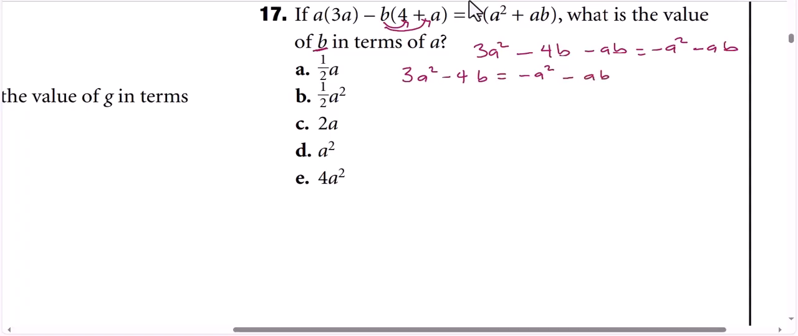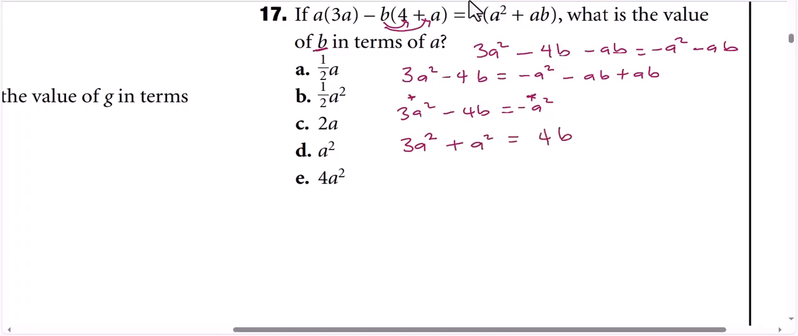minus ab plus ab. Because this is negative, crossing over becomes positive, crossing the equality sign. So this can cancel out. So I now have 3a squared minus 4b is equal to negative a squared. Since I have a squared here and a squared, these are like terms. So this and this are like terms. So combining them, I have 3a squared plus a squared is equal to 4b.